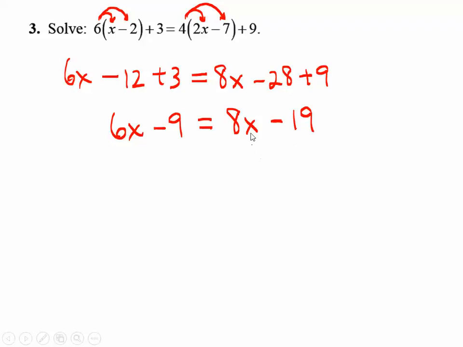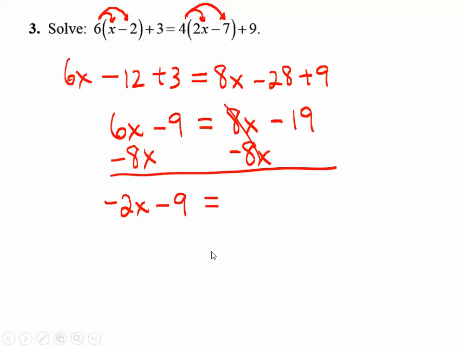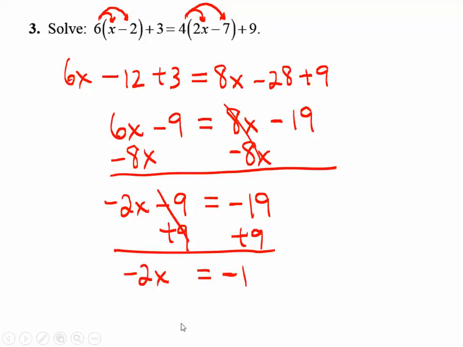Alright, with that, let's start moving things across. So I'm going to move the 8x across over here, or cancel it off on this end. So the 8x disappears. And 6 subtract 8 makes a negative 2x. So minus 9 comes down. Now this subtract 19 now becomes a negative 19, because the sign has to go with the number. Alright, how about adding 9 to both sides to get rid of the negative 9 here? So negative 2x is equal to a negative 10. At this point, let's divide both sides by a negative 2. And we get ourselves an answer of x equals 5.